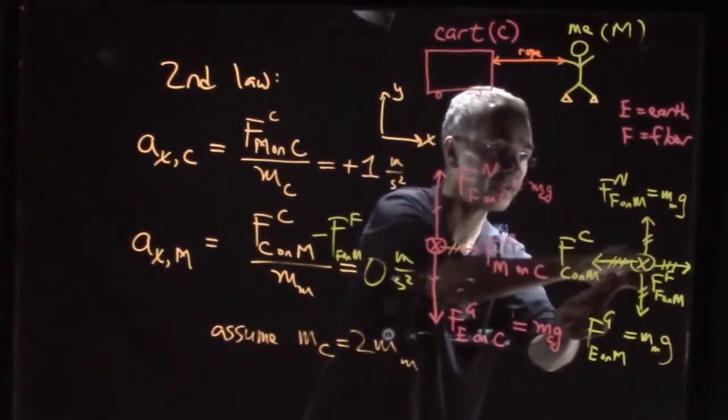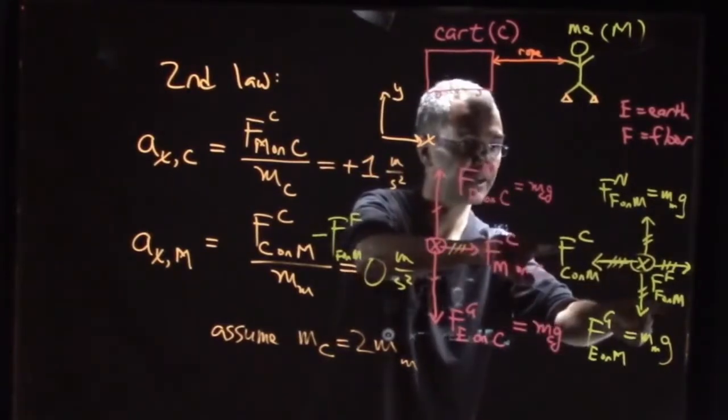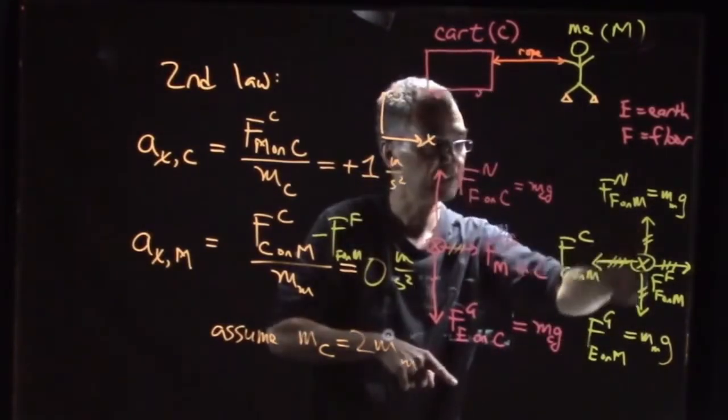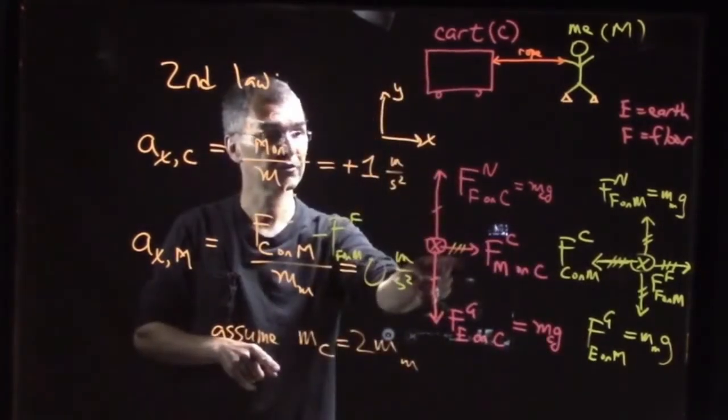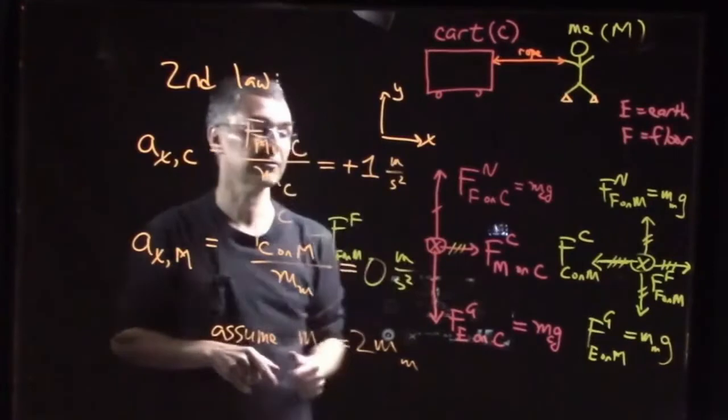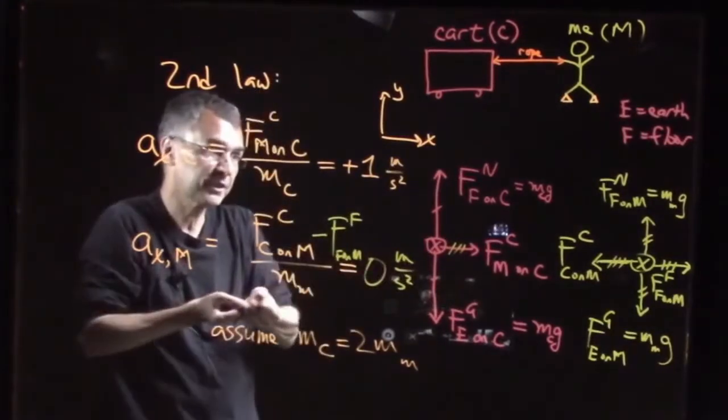These two arrows are the same. They cancel each other out. This force is the same size as this force. The net force on me vertically is 0, and the net force on me horizontally is 0. But the net force on the cart horizontally is in the direction toward me. So that's how you see the cart accelerate toward me, but I stay put.